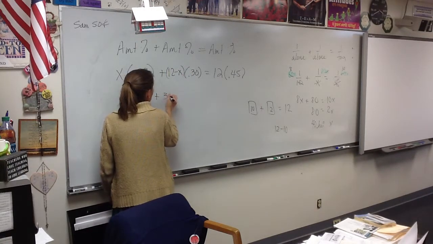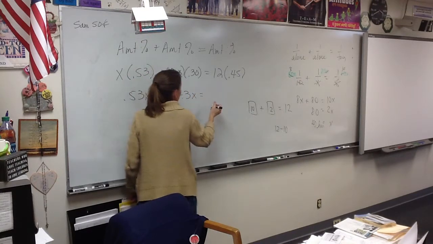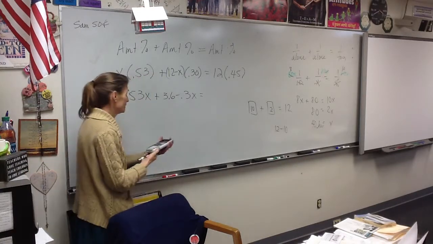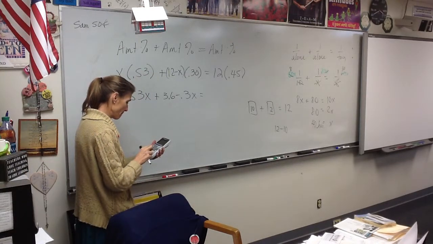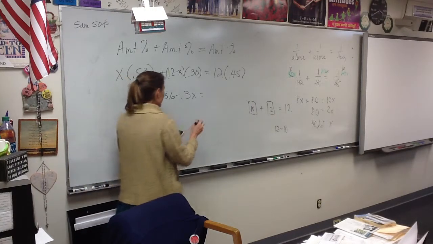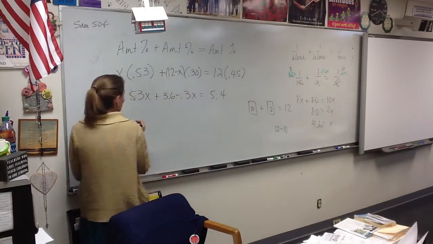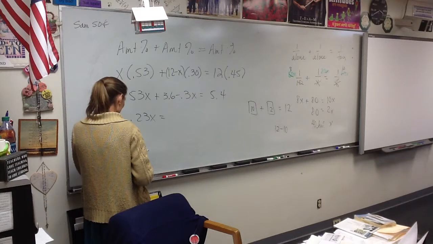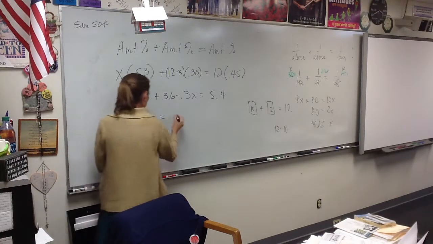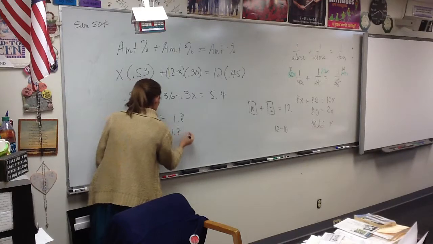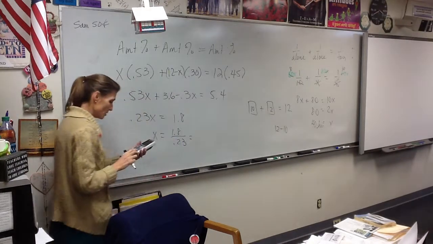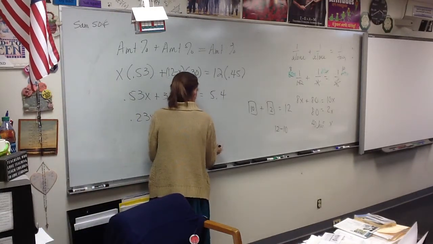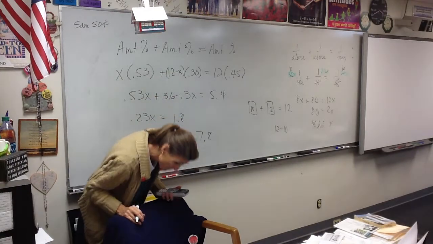So 0.53x plus 3.6 minus 0.3x equals, no idea. Should know that. 5.4. So it looks like about 7.8, was it gallons? Yeah.